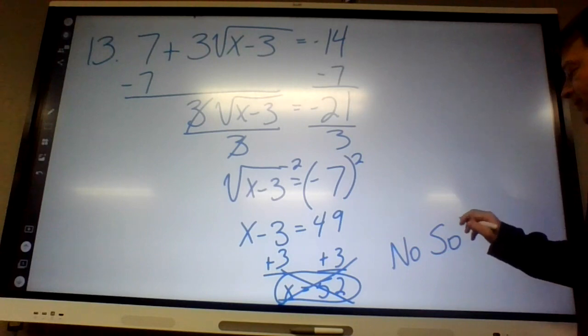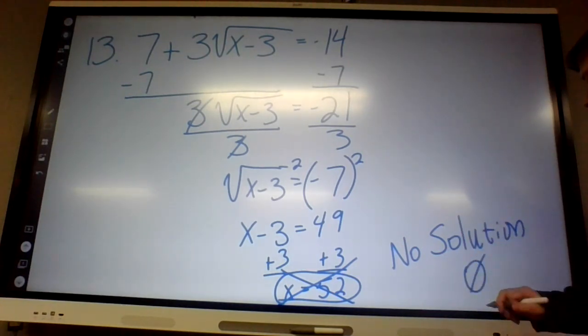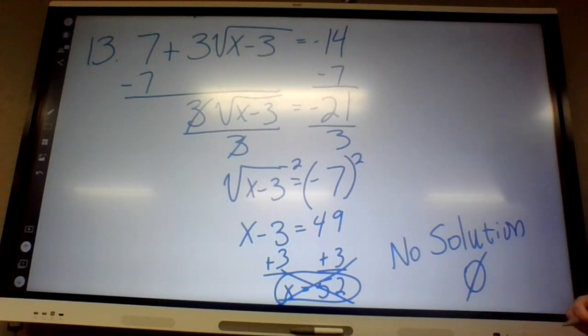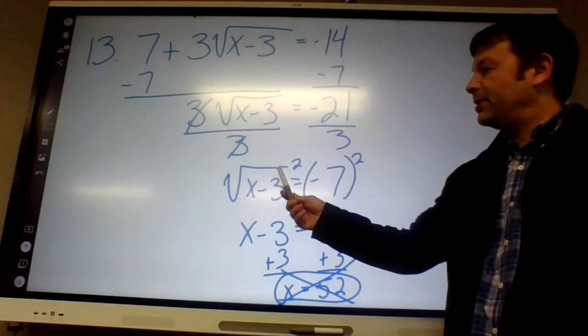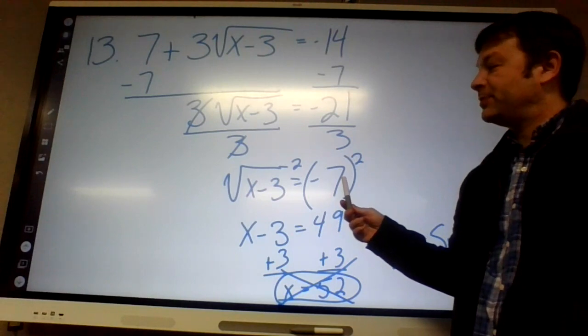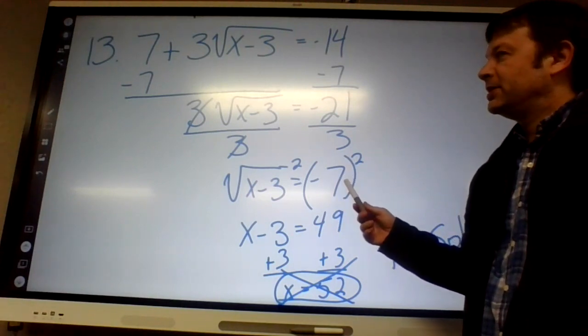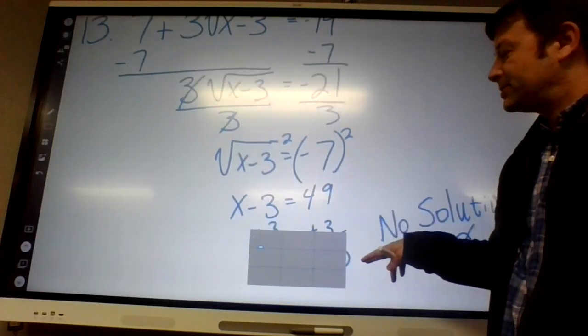You guys remember the symbol for no solution? It's a 0 with a slash. So how come it didn't work? Okay, what happened is when we squared it right here, this side remained positive and this side switched from negative to positive. And when you do that, it's going to fail.